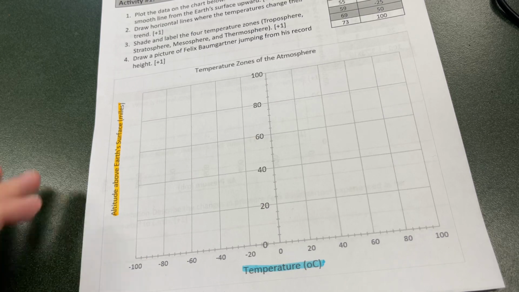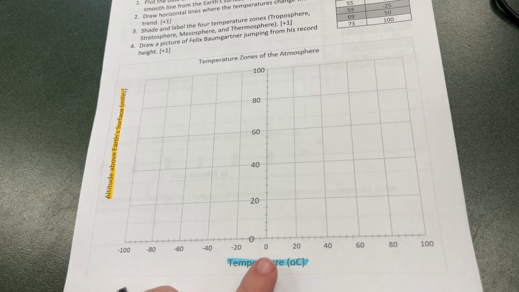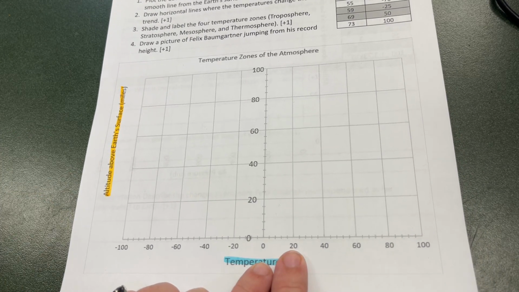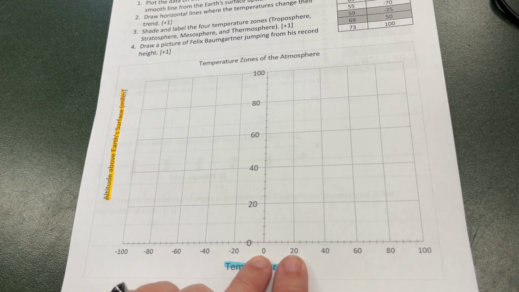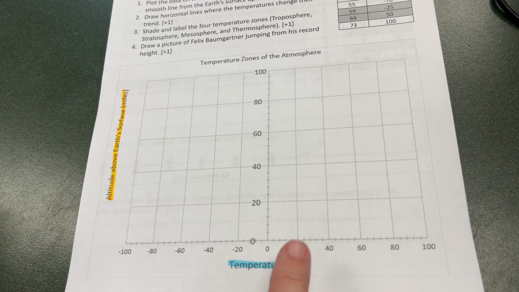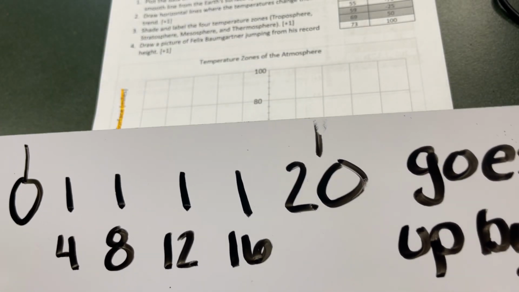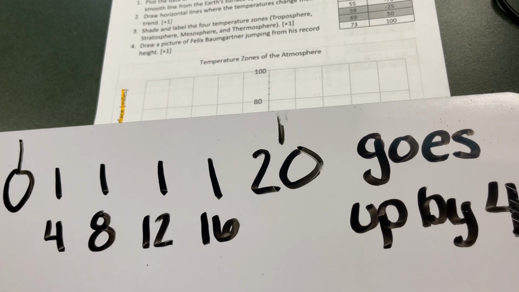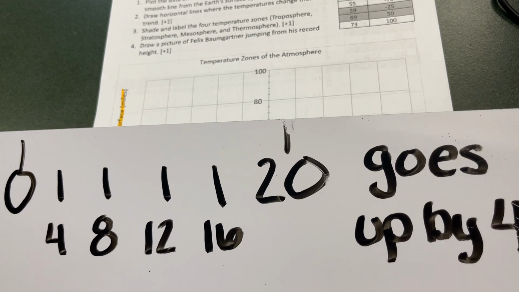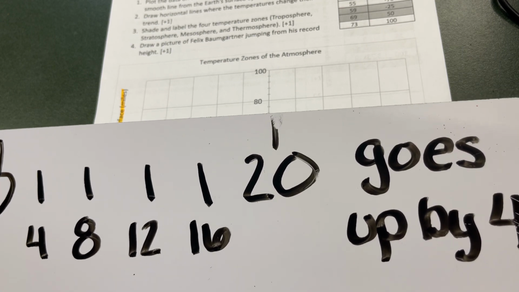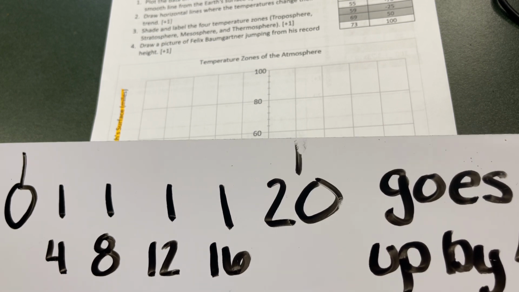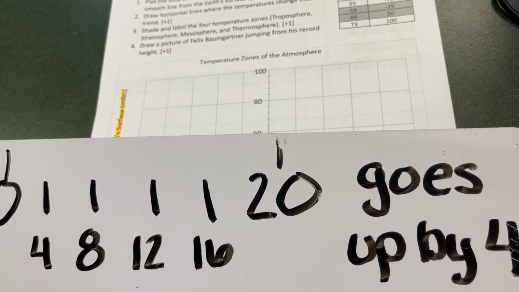Now this chart is a little screwy. As you can see, we've got 0 here and 20 here. So how do you get from 20 to 0 if you've got something like 15 or something in the middle? So this chart goes up by 4. So each little tick mark is worth 4. So 0, 4, 8, 12, 16, and then your other big marker at 20. So count each of those by 4.